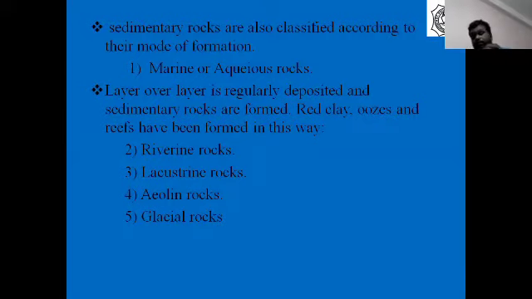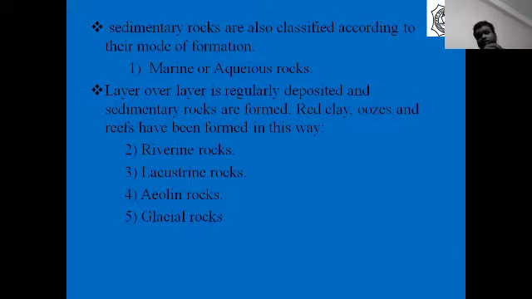Lacustrine rocks. These rocks are formed as a result of deposition in lakes. Lacustrine rocks are formed due to the deposition made in the lakes by rivers. Rock salt and gypsum are good examples of lacustrine rocks.